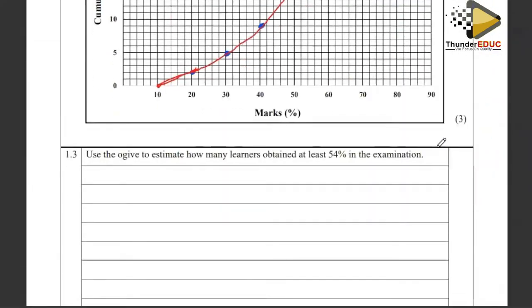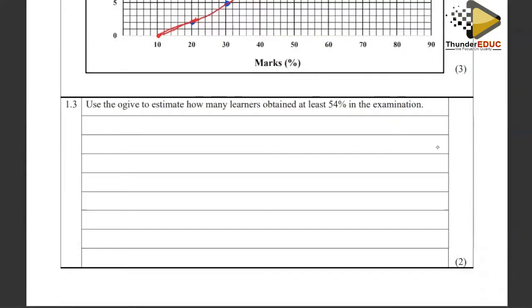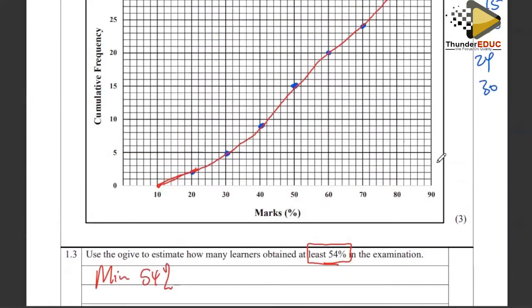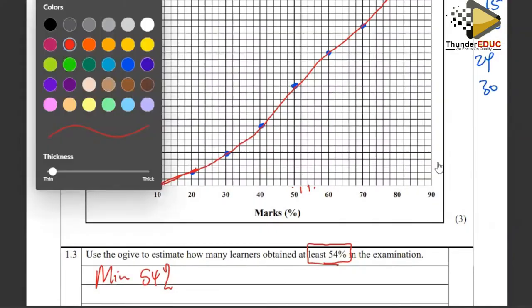Then 1.3, use the ogive to estimate how many learners obtain at least 54%. The words at least simply mean the minimum is 54%, so we can have even more than 54%. So let's go to the max. With the max, we have 50, this is 52, this is 54, 56, 58, and then 60. We're going to follow this line of 54 up until it meets the graph. Let's use which color?